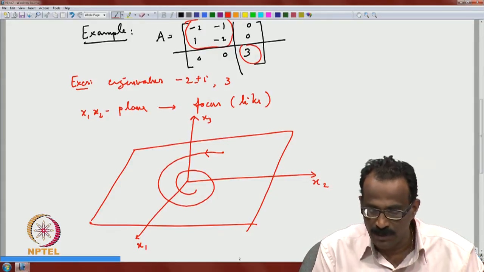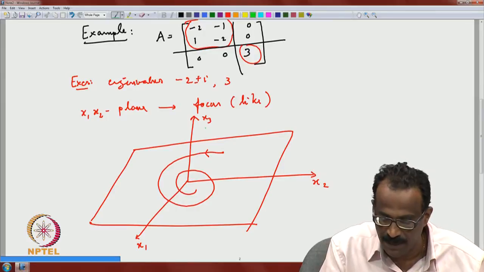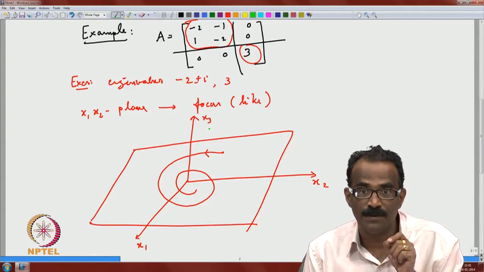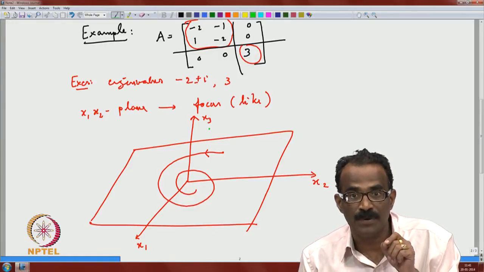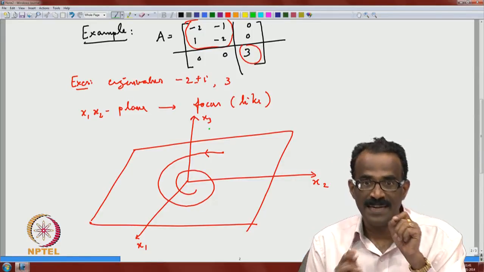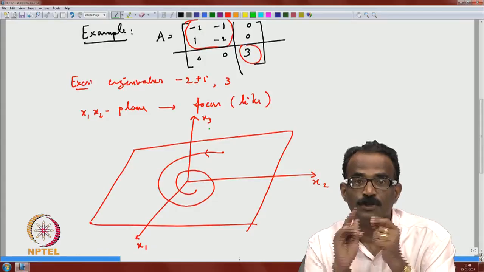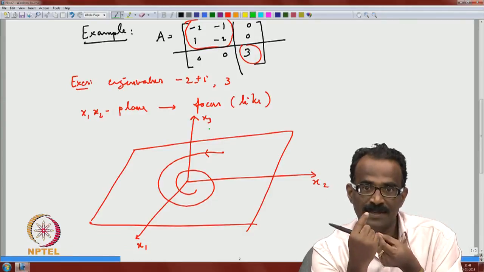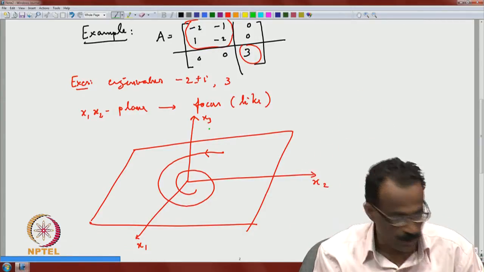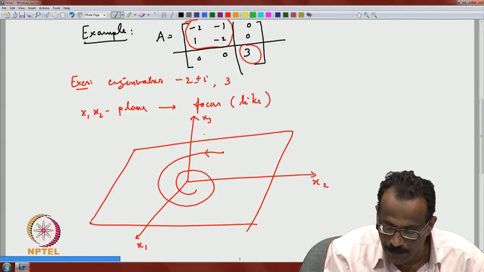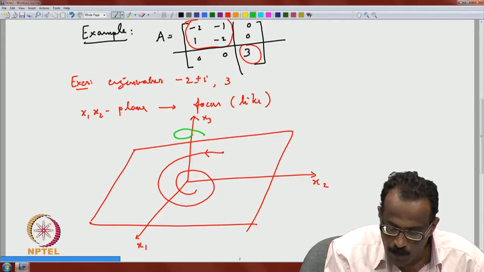But on the other hand, suppose I start a point from anywhere arbitrarily. What will happen? For the x3 component, the eigenvalue is 3, so x3(t) will be x3(0) times e to the power t. As t tends to infinity, the x3 component will tend to infinity. But x1 and x2 behave like a focus, so it will move around the axis but move away along the x3 direction. So if you start from anywhere other than in the plane, it will move like this.